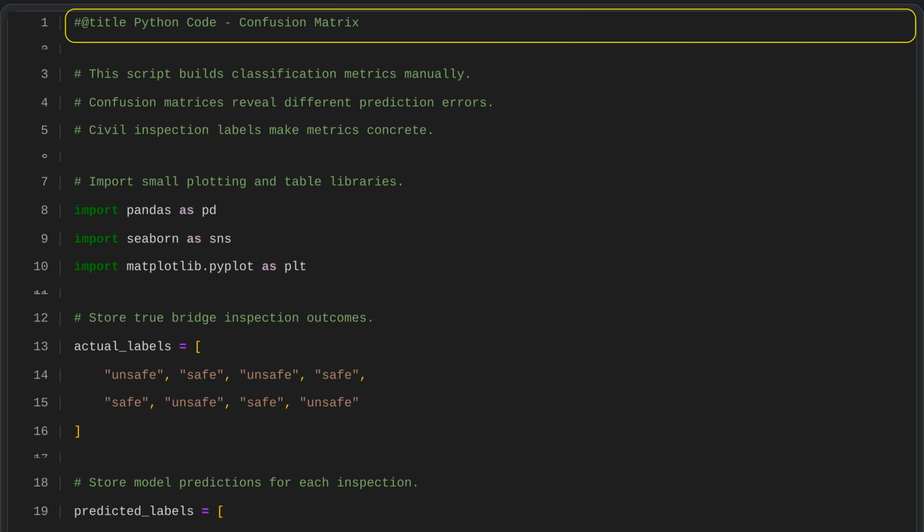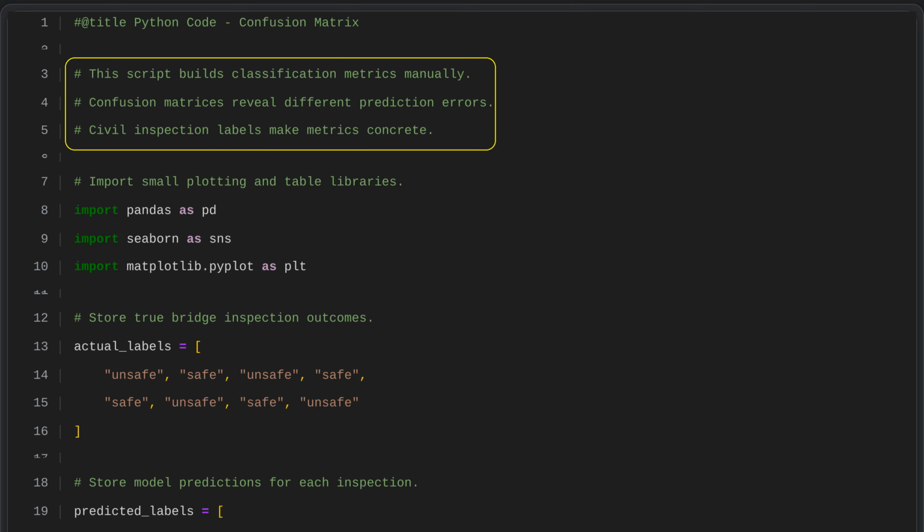Python code, confusion matrix. This script shows how to build classification metrics by hand and use confusion matrices to understand different kinds of prediction errors. Civil inspection labels provide a concrete context for interpreting the results.